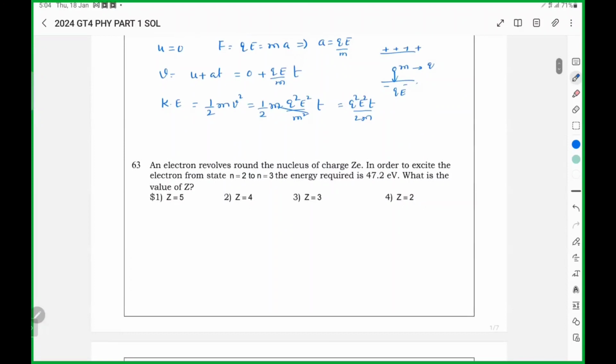When an electron revolves around the nucleus of charge Ze, in order to excite it from the ground state, let us say the energy it has is this. By acquiring energy, it reaches a higher state. So that energy is 13.6 Z square into (1 by n1 square minus 1 by n2 square).